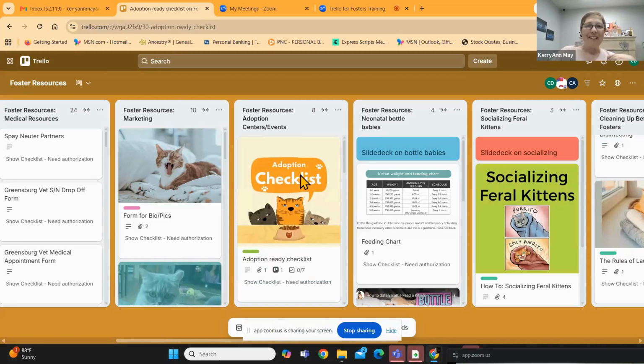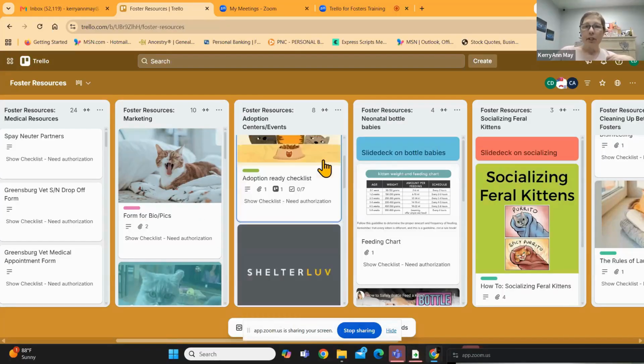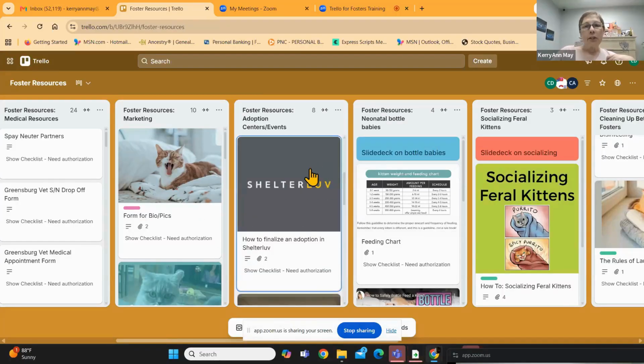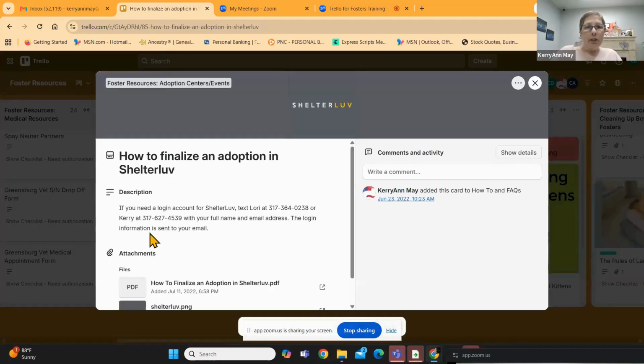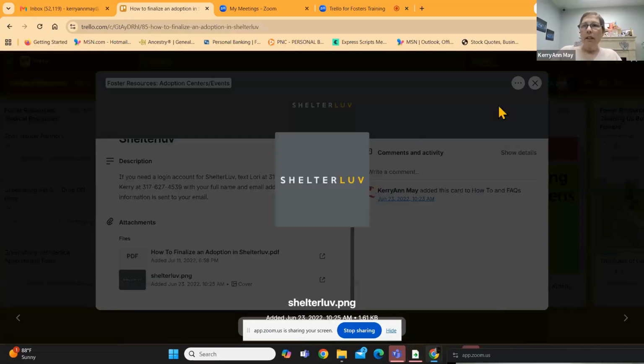You'll notice that this is very similar to what is on the bioform. And again, we're just trying to make sure that the kitten is actually ready for adoption. How to do Shelter Love adoptions. You'll see if you click in here, you will need a login, and you can just let me know if you need one. But then there's how to finalize, and there's a document there for that.